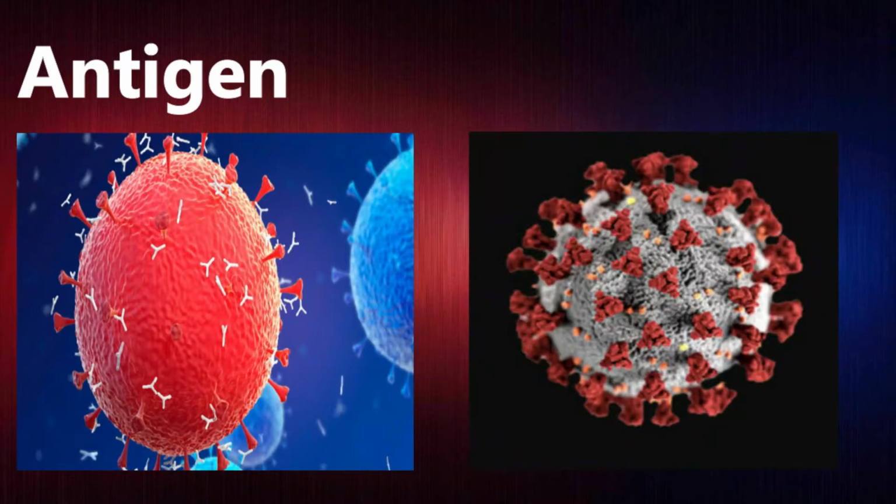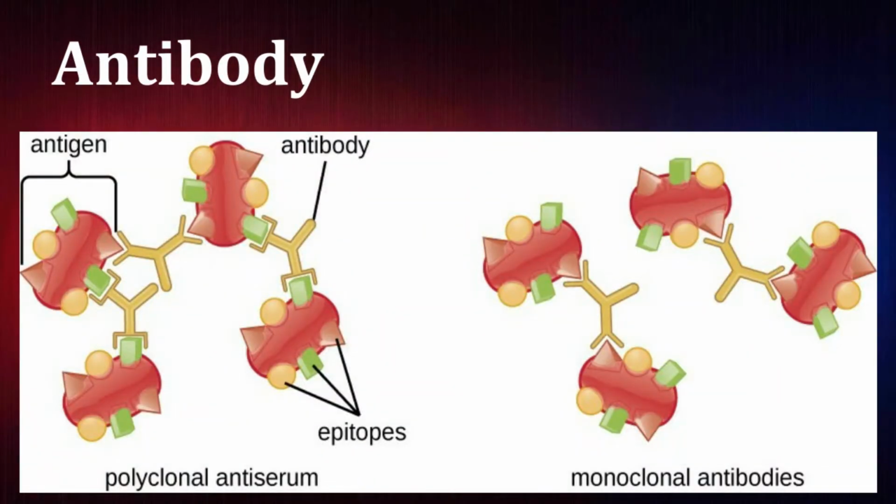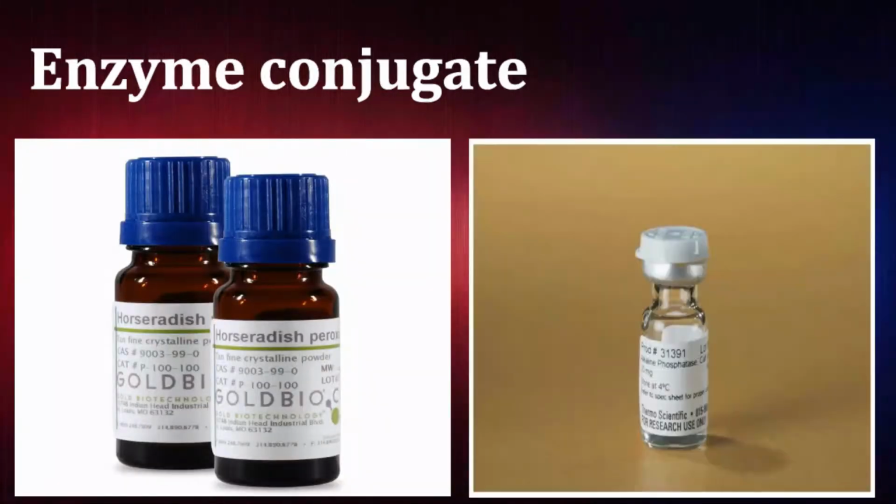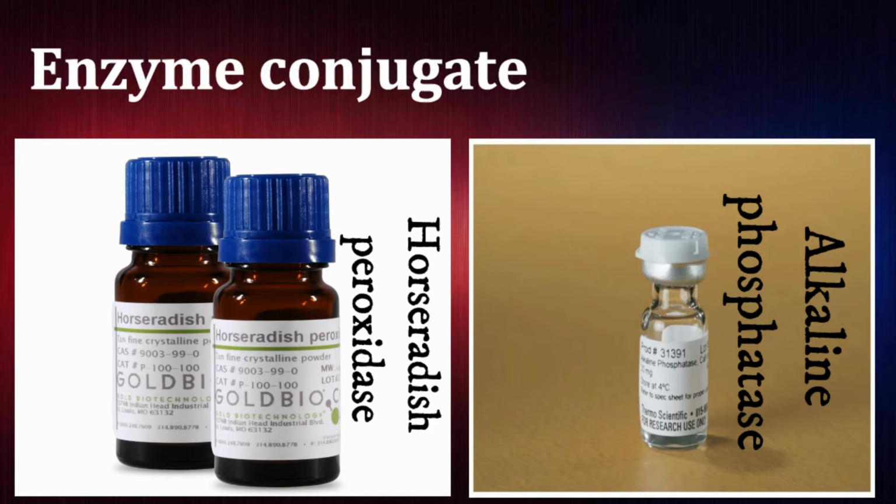Antigen is any foreign substance that stimulates an immune response. An antibody is a protein made in response to an antigen. Two types of antibodies are used, monoclonal or polyclonal. An enzyme conjugate is an antibody joined with an enzyme. The most commonly used enzyme labels are horseradish peroxidase and alkaline phosphatase.